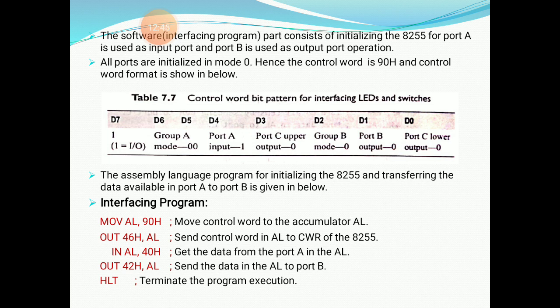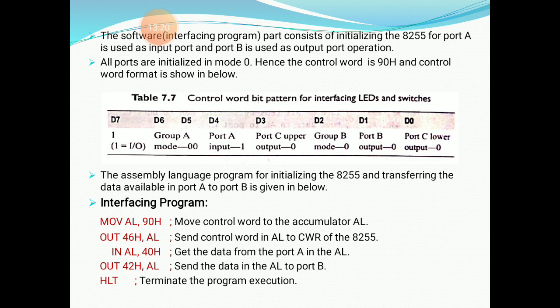And the D4 bit belongs to the port A direction. In this application, port A is used as an input port, so the D4 bit is 1. The D3 bit belongs to the direction of port C upper. Here port C upper and lower are not used in this application. By default, port C upper and lower are used as output ports. So the corresponding bits of the control word become 0. That is, D3 is 0, D0 equal to 0.